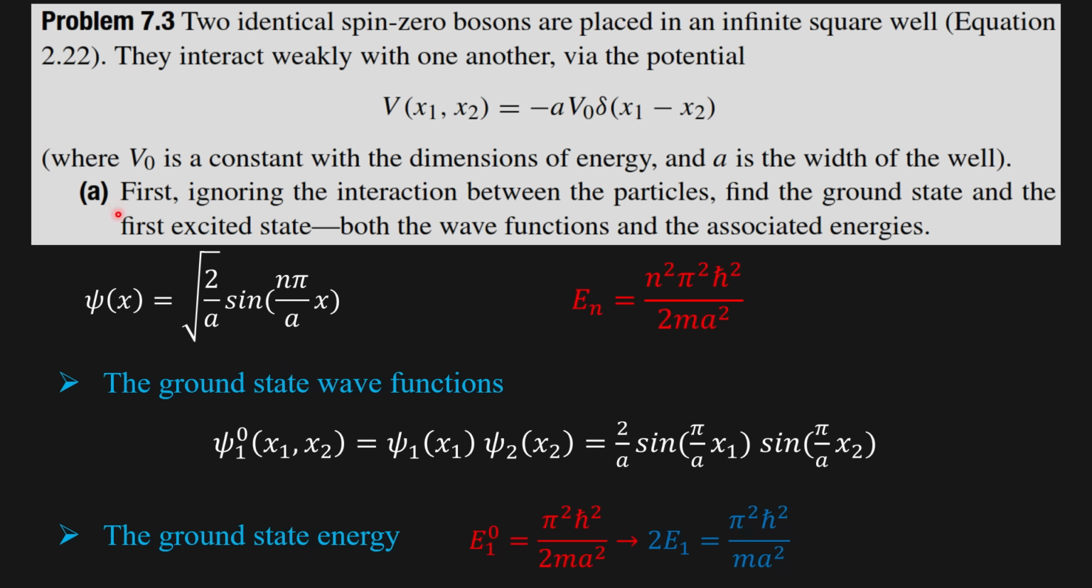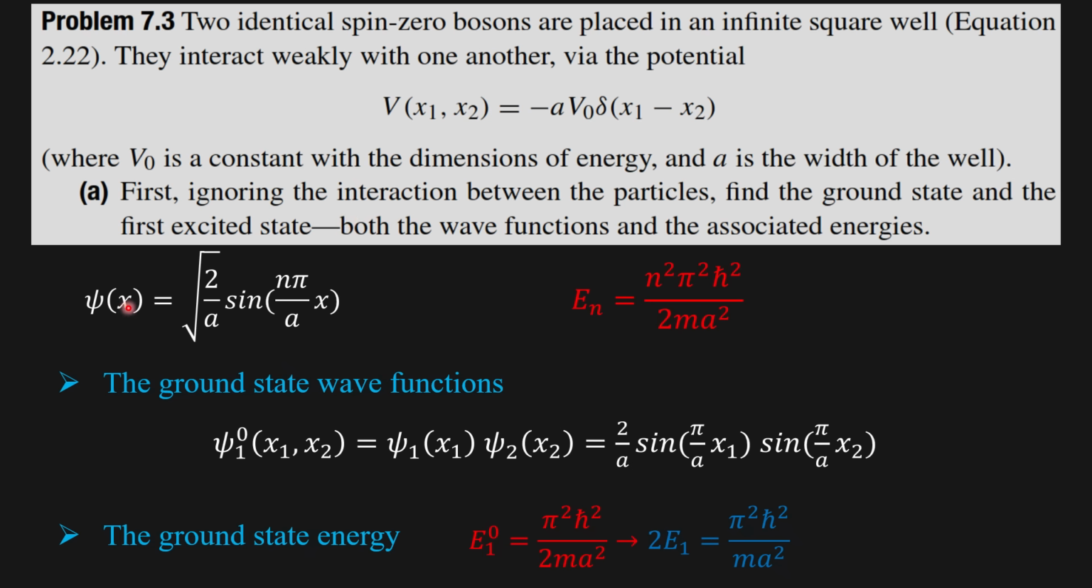So this problem consists of two sections. Section A: first, ignoring the interaction between the particles, find the ground state and the first excited state, both the wave functions and associated energies. So we are considering these two particles, and there is no interaction between the two particles.